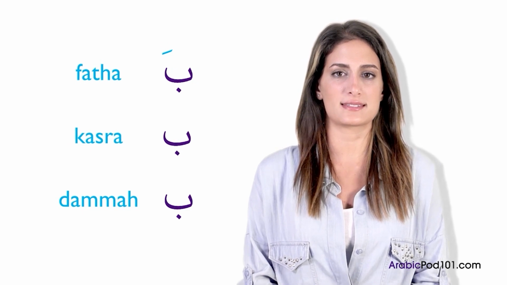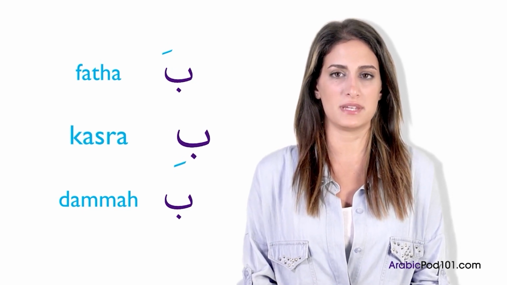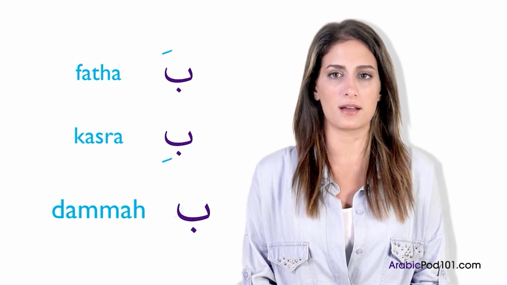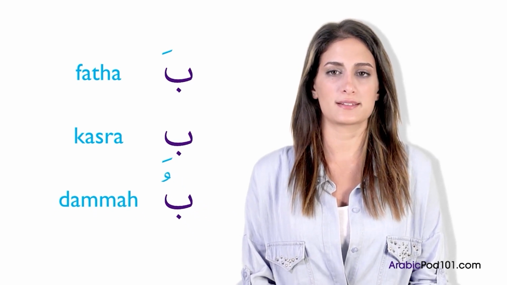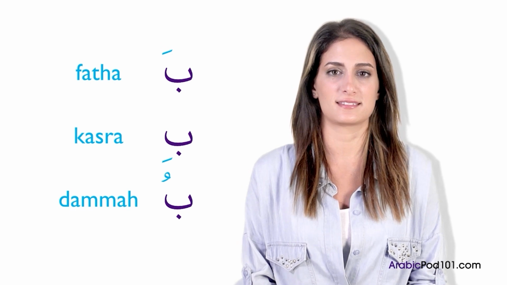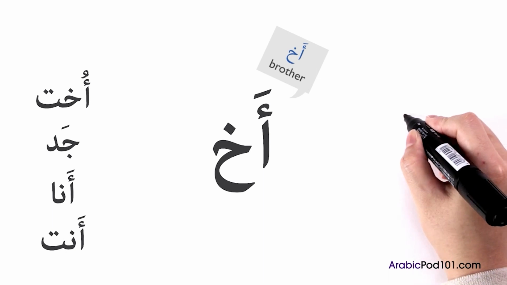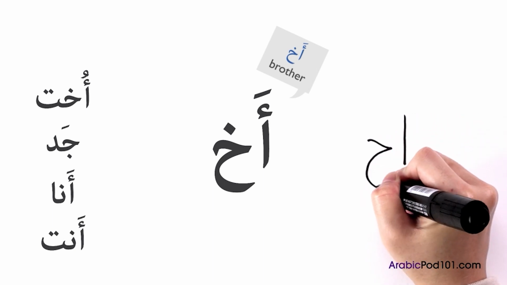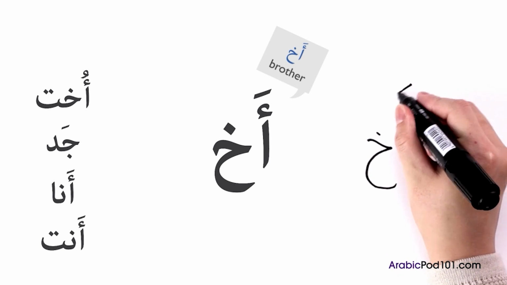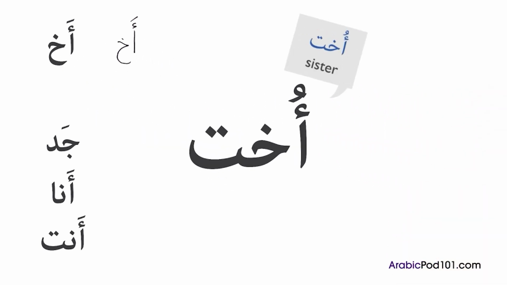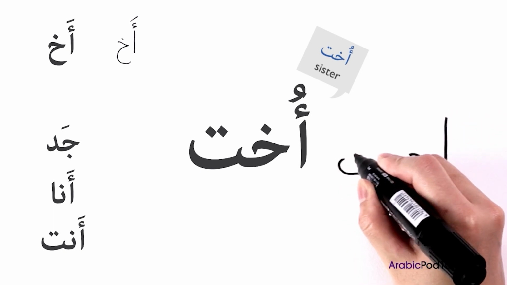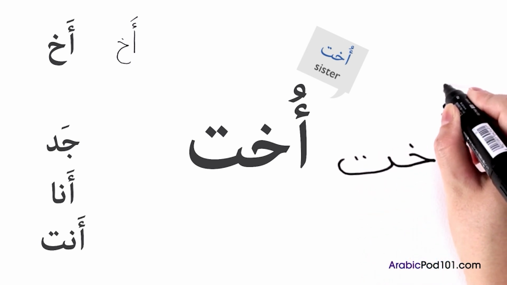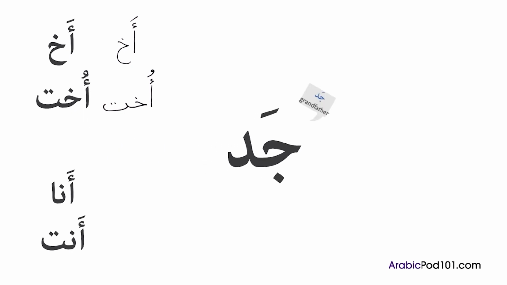Next, this is a kasra. This is now pronounced as bi. And finally, here's the dhamma. It changes the pronunciation to bu. Now, let's practice writing and pronouncing these basic voweling signs. Akh, brother. Akh, ukht, sister. Ukht, jad, grandfather.